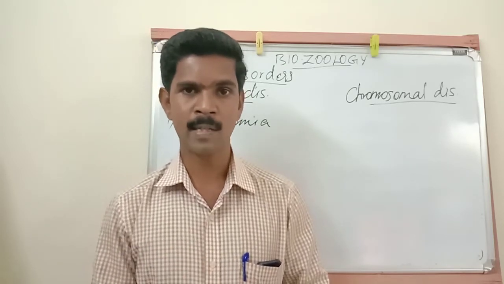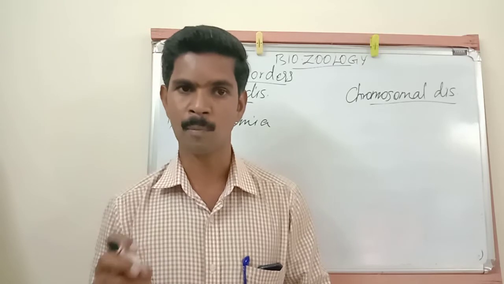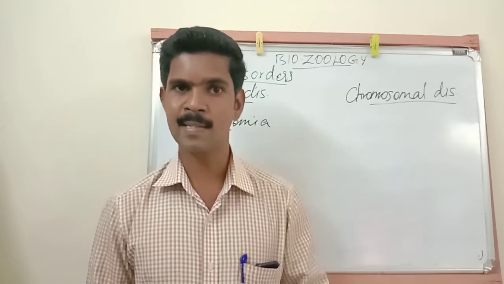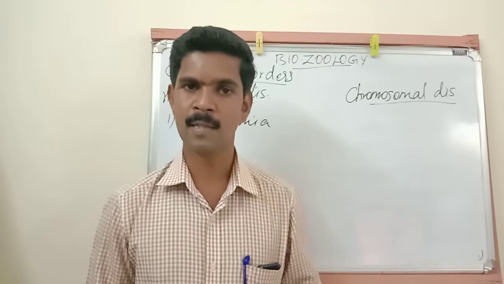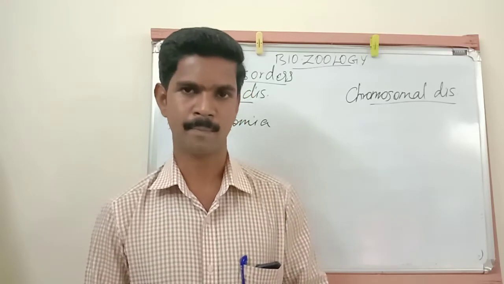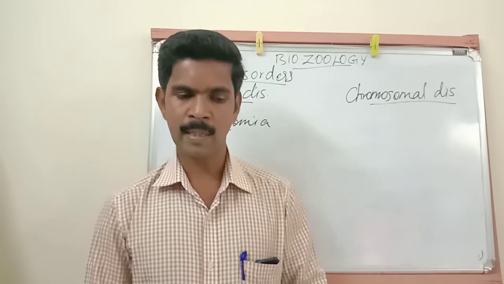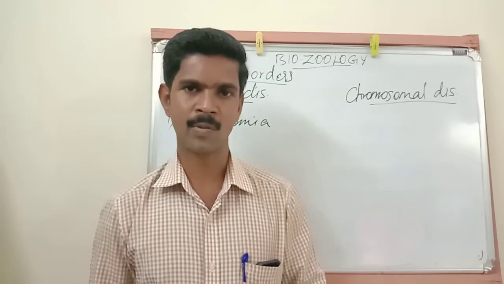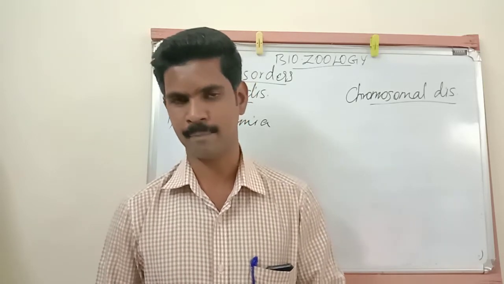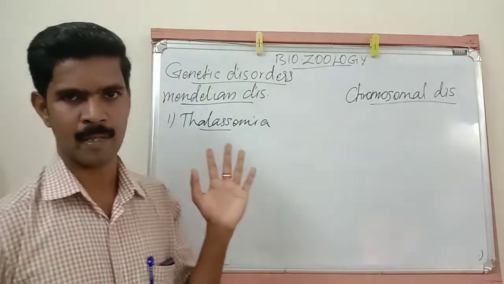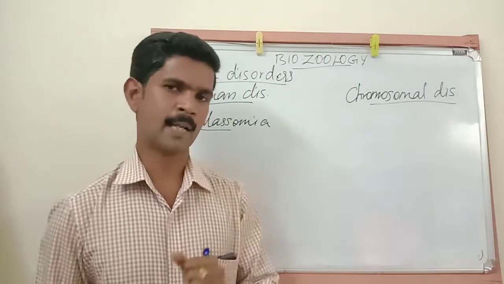So the recessive gene is unable to produce normal hemoglobin molecules. If the hemoglobin molecule is in an abnormal condition, it leads to the destruction of RBC. This condition is called thalassemia.